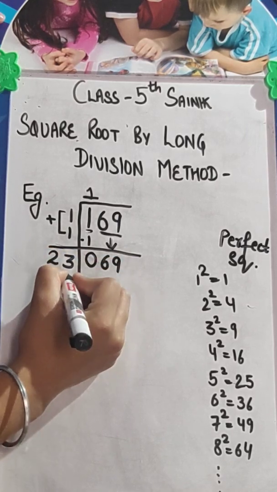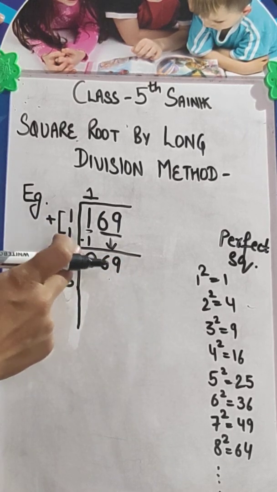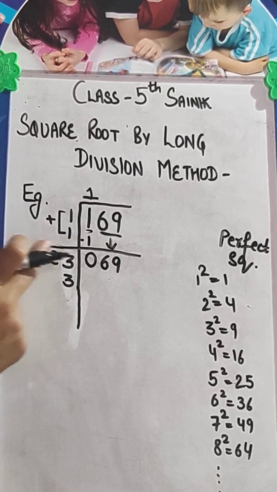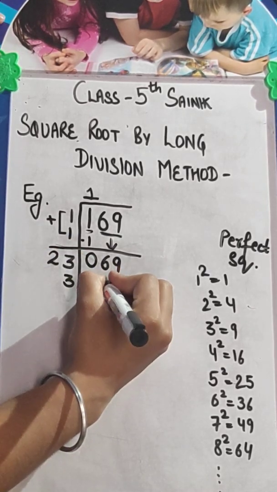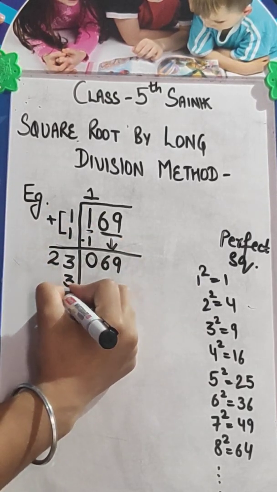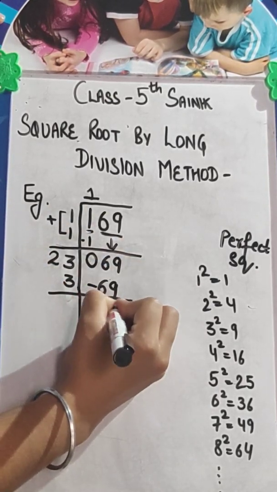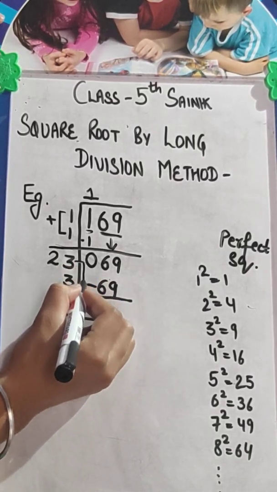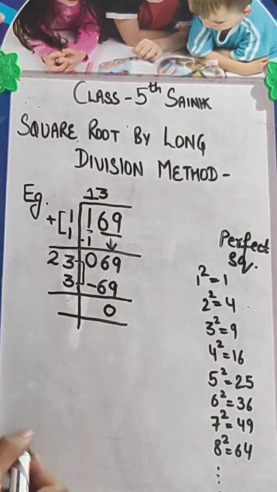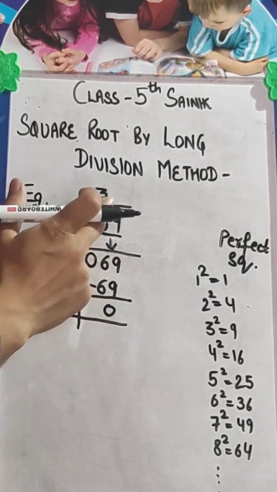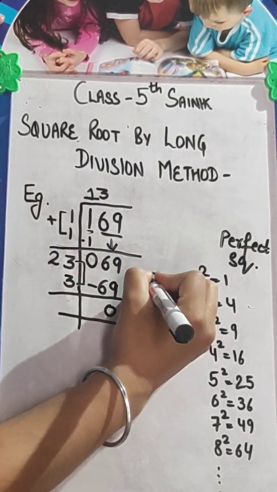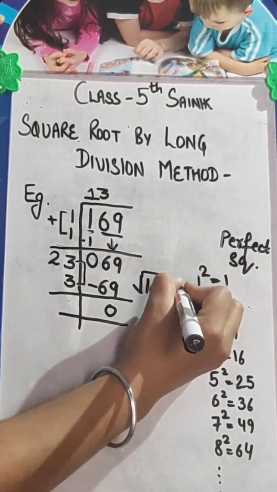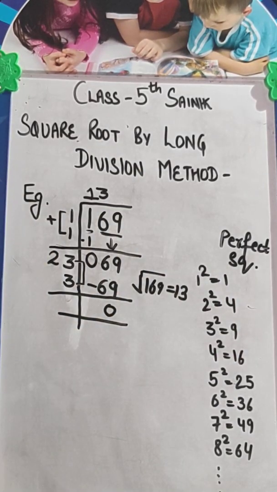If I take 3 here, then I have to take 3 here. Means 23 multiplied by 3. If I multiply 23 by 3, we will get 69. Subtract them, our remainder is 0. So from these 3, I have to write 1 3 here. Now our remainder is 0, means this is a perfect square. So root 169 is equal to 13. In this way we can find the root of 169 by long division method.